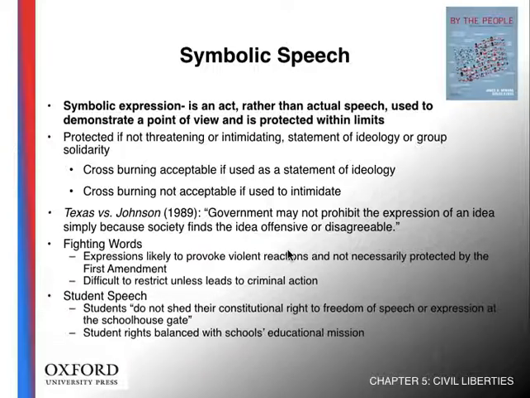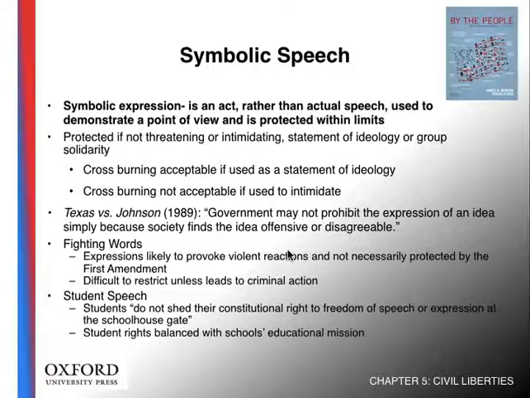In one of the court cases, this quote I think is interesting for all of us to think about: that the government may not prohibit the expression of an idea simply because society finds the idea offensive or disagreeable. In some of the rhetoric we hear these days, you can see this on both sides. So just because one person finds it offensive and disagreeable might not necessarily mean that it's not protected.